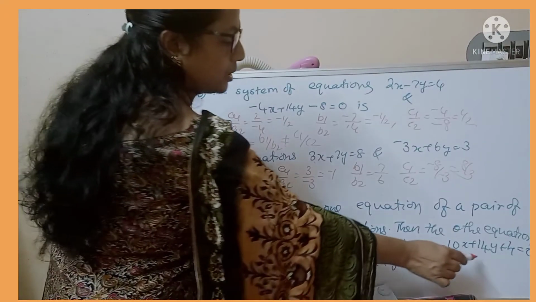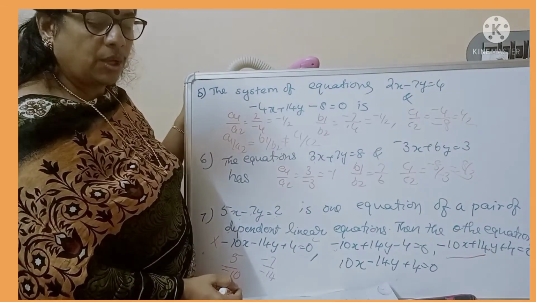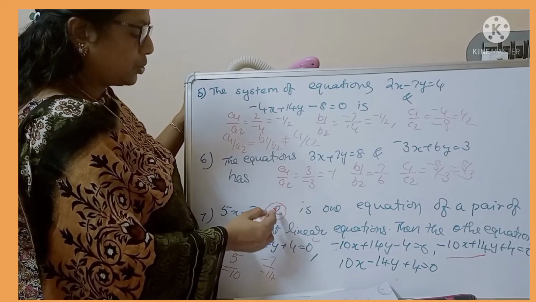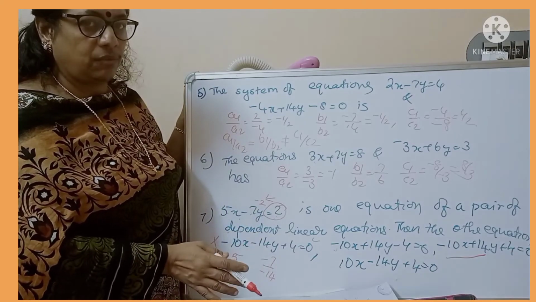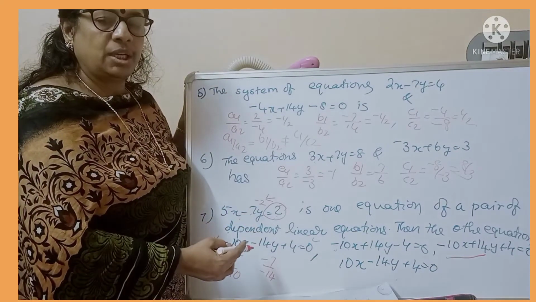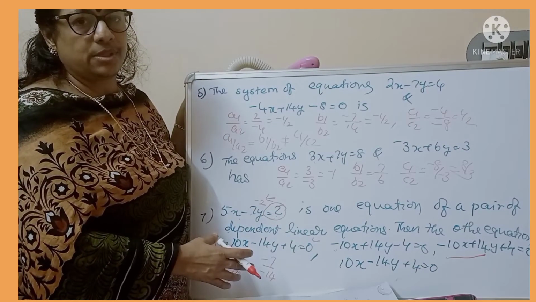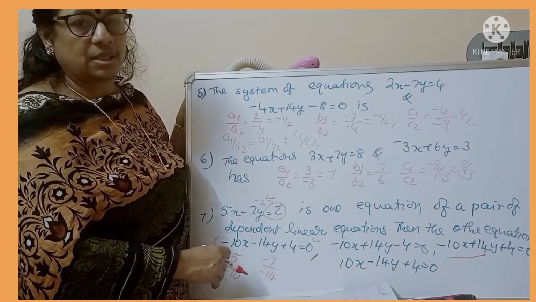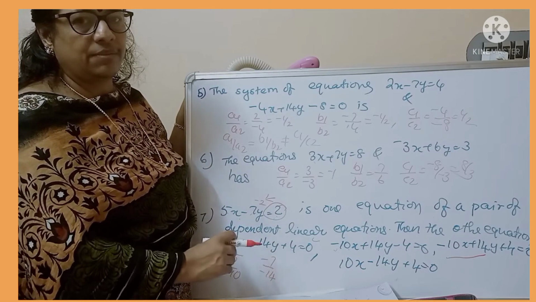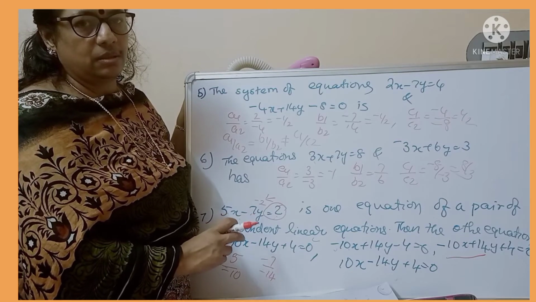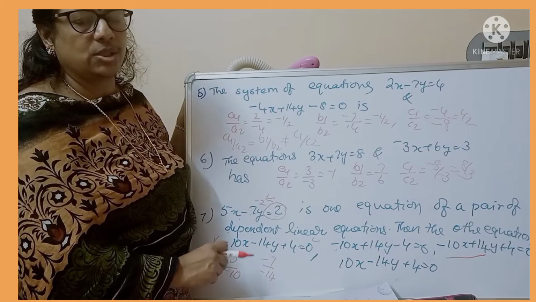So which one is correct? Negative 10x plus 14y plus 4 equal to 0, since if you move 2 to the opposite side, it becomes minus 2 equal to 0. That is the general form. So after finding a1 by a2, b1 by b2 and c1 by c2, we got all three ratios equal. That means they are dependent and consistent equations. So this is the way we can find out the system of equations, solutions of equations and nature of equations.